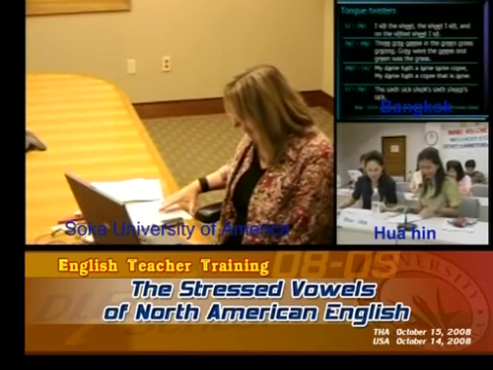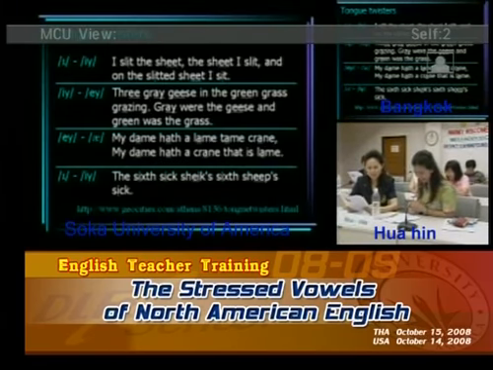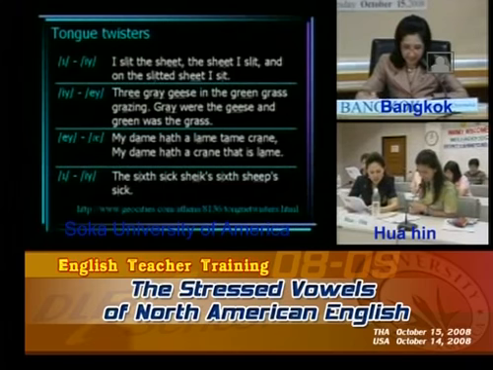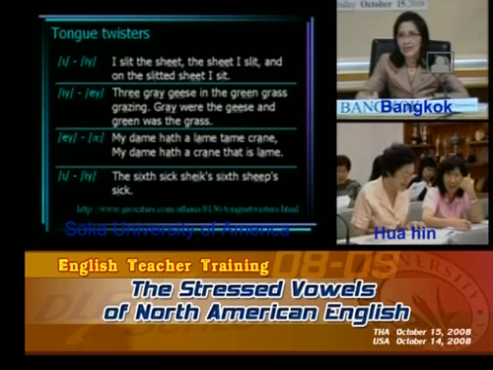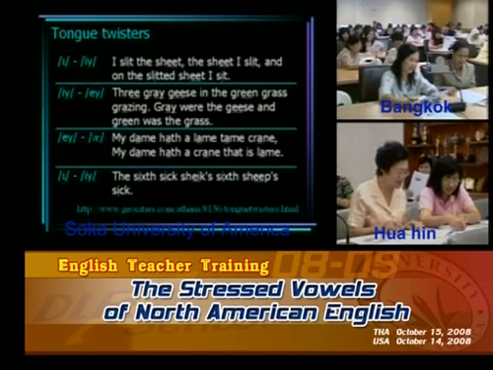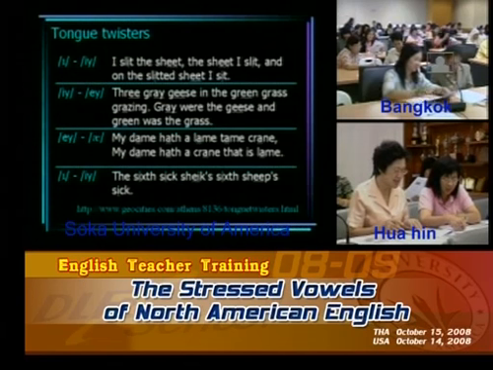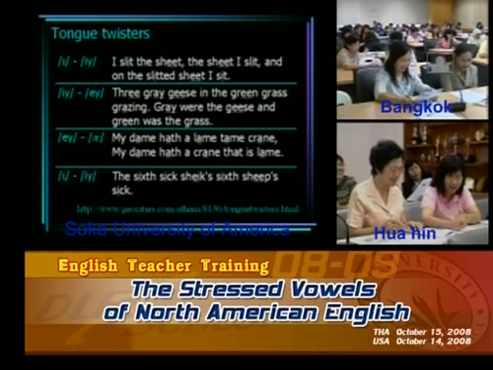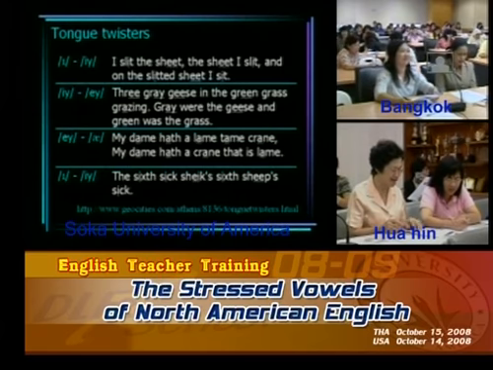I slit the sheet. Gray geese in the green grass grazing. Gray was green, and green was glass. My dame had a lame, tame crane. My dame had a crane that is lame. I think you'll agree that last one is the most difficult, right?